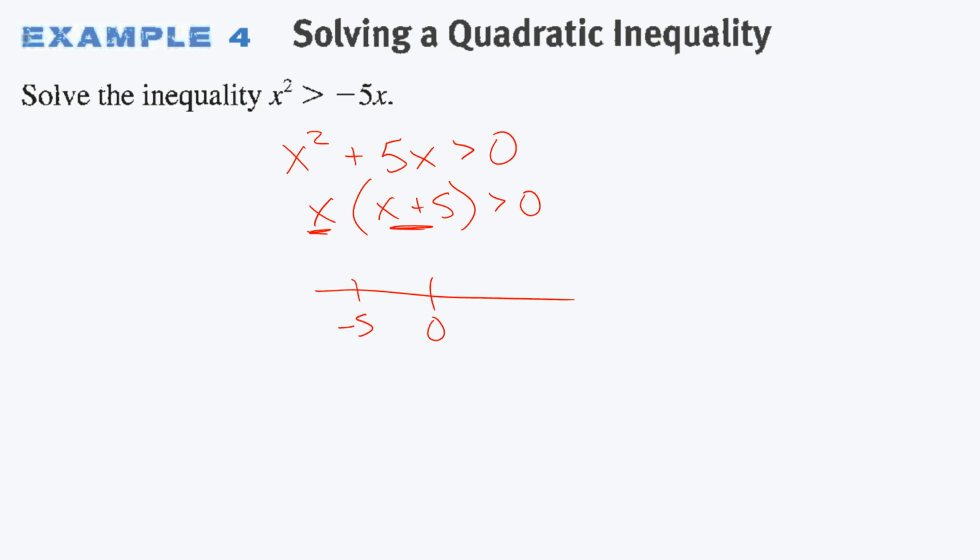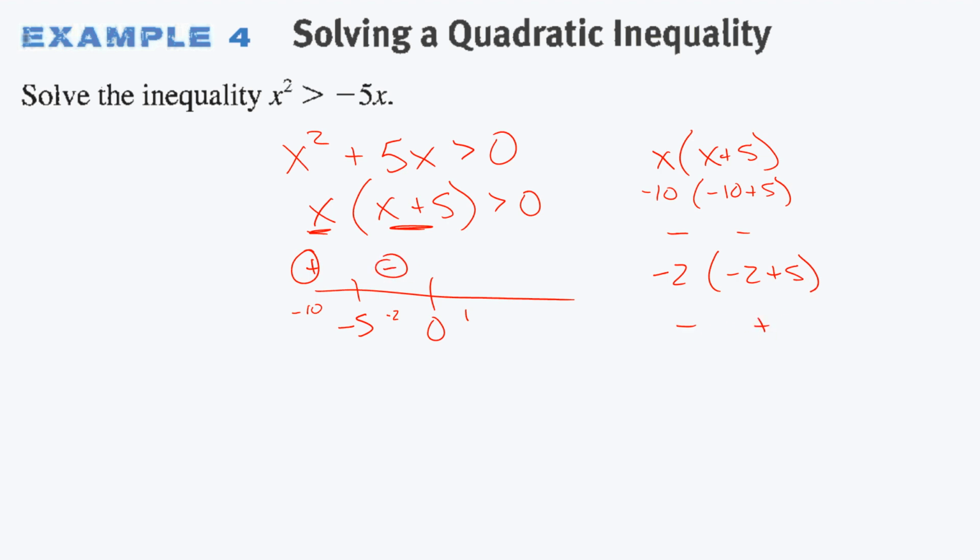All right, so let's find some inequalities. In this one, we can't use 0 because 0 is already on our number line. So how about negative 2? How about positive 1? And how about negative 10? Okay, so we'll plug this in. Instead of x and x plus 5, we're going to say negative 10 times negative 10 plus 5. That's a negative times a negative, which is a positive for that section. How about negative 2 times negative 2 plus 5? That's a negative times a positive, so a negative in there. And then 1. 1 times 1 plus 5 is a positive times a positive.